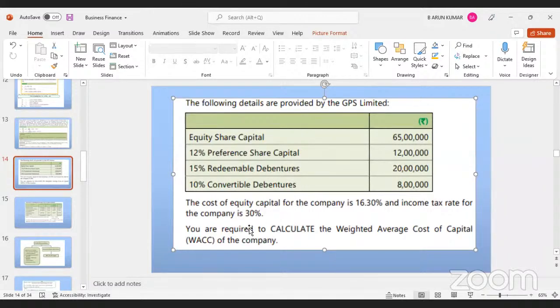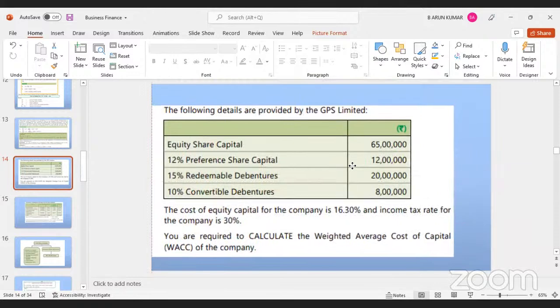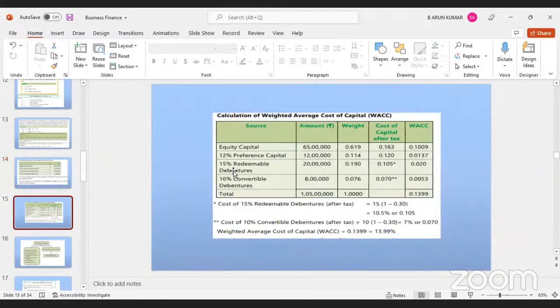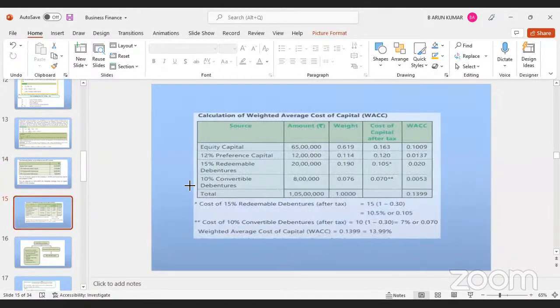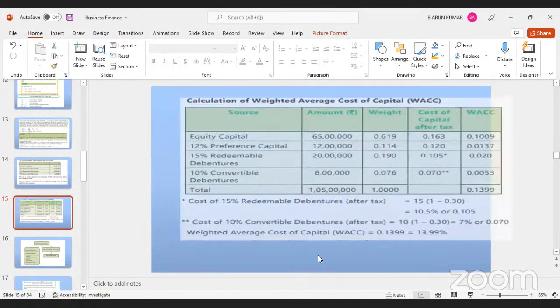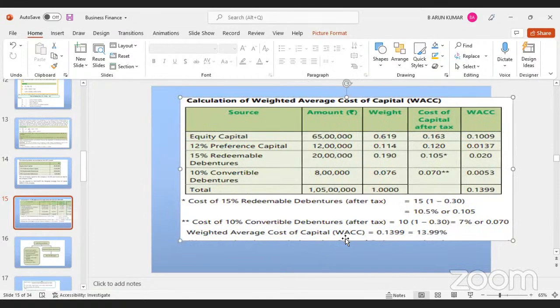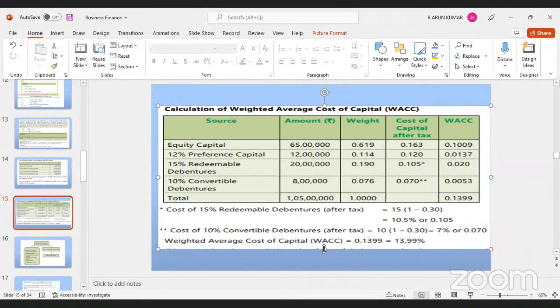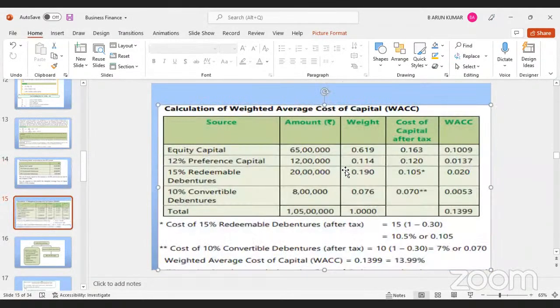That is, we are calculating using this method, that is, weighted average cost of capital. So this is the problem, and this is how we calculate the weighted average cost of capital. Okay, these are all the different calculations of weighted average cost of capital.